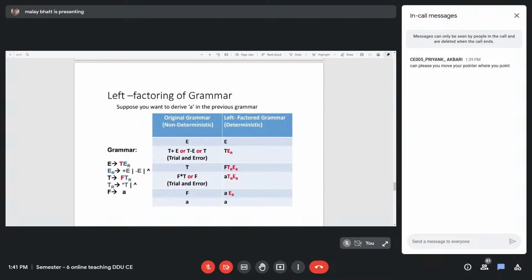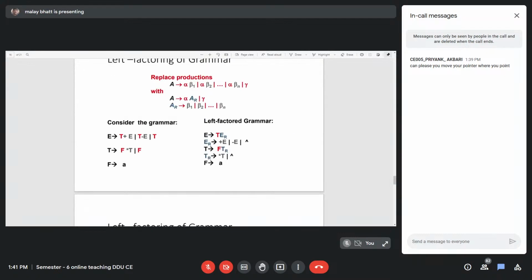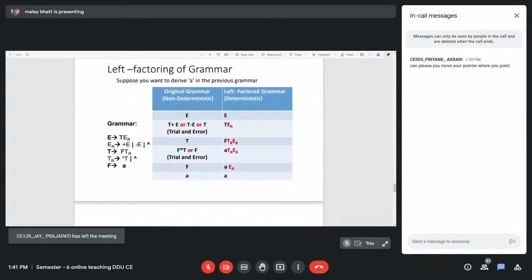You can say it is a deterministic thing. We do not face any problem when we derive the string. Now, in case of non-deterministic grammar, in case of our original grammar, we have to do a trial and error. T plus E we'll try. If it fails, we'll try for T minus E. If it fails, we'll try for E gives T. So after doing all these attempts, at the third level, we'll get T when the previous two attempts failed.